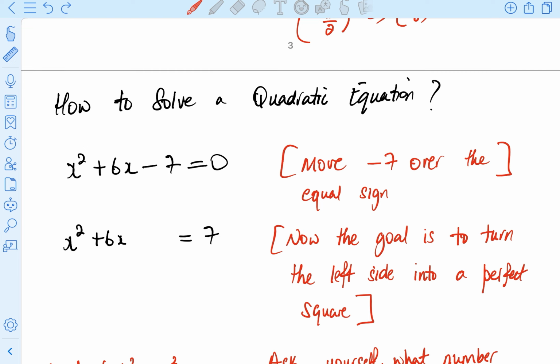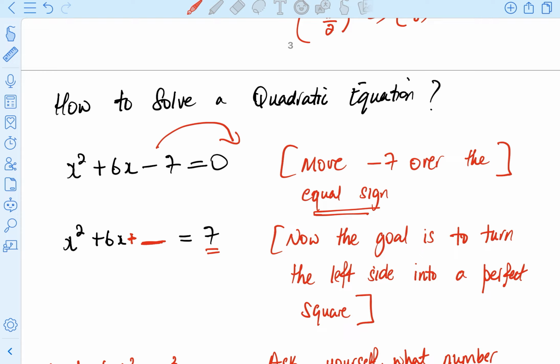So first step is to move the negative 7 over the equal sign, right? The only thing I want, as I move this negative 7 over, it becomes positive 7. The only thing I want is the x squared and the 6x. Why? Because I'm going to find the term that completes the square. So read what I have on the right here. The goal is to turn the left side into a perfect square.